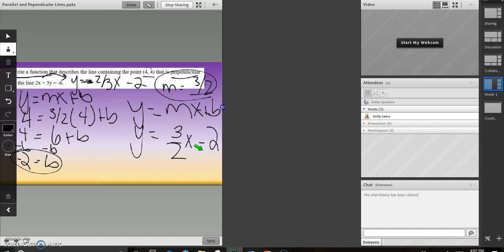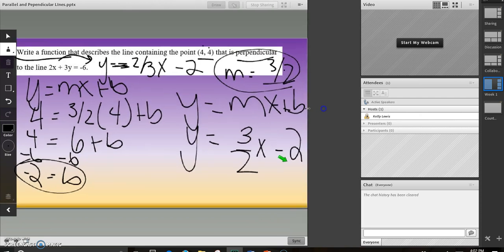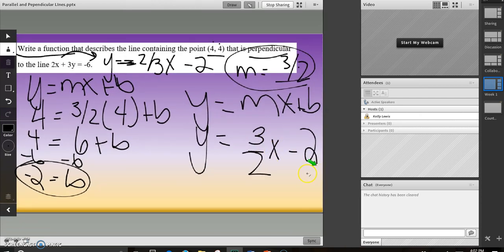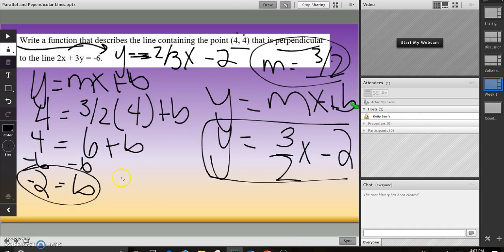I don't know what happened there. All right, so this is the equation of a line that's perpendicular to 2x plus 3y equals negative 6, and it contains the point 4, 4.